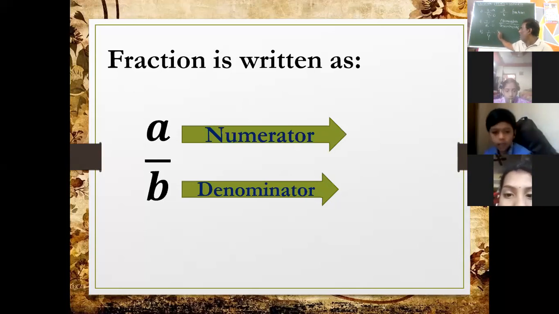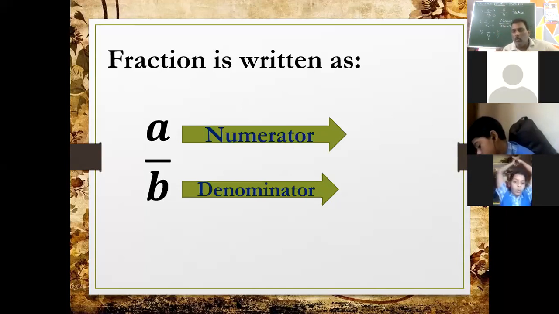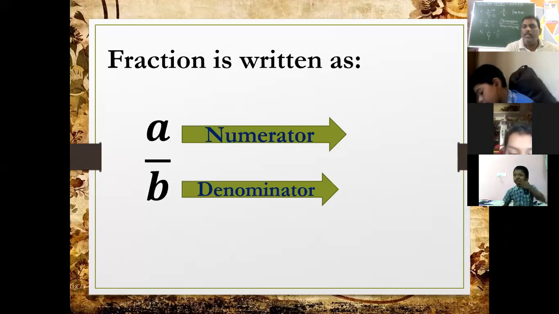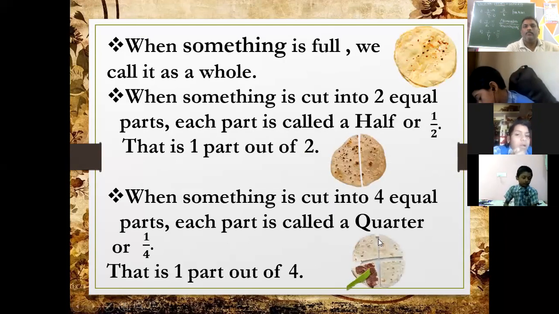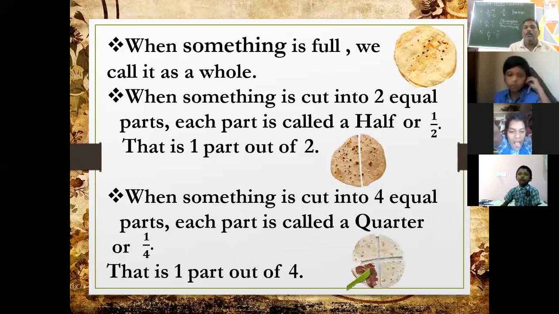1 is the numerator, 4 is the denominator. Okay. So every fraction will have a numerator and a denominator. Look at this. When something is full, it is called whole. Whole thing means complete. When something is full, complete, it is called whole.